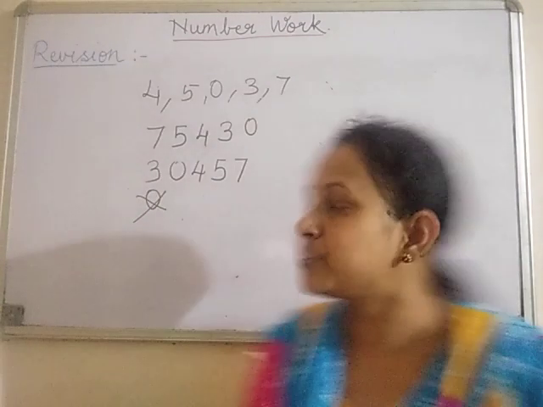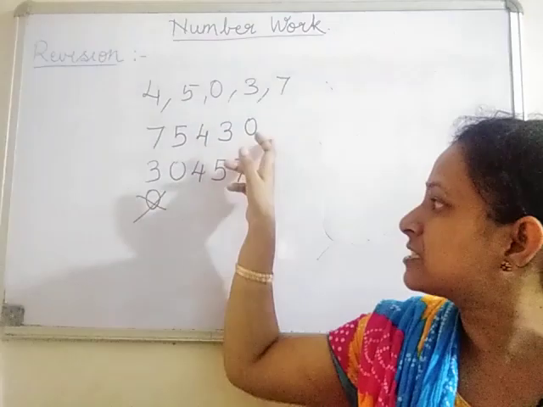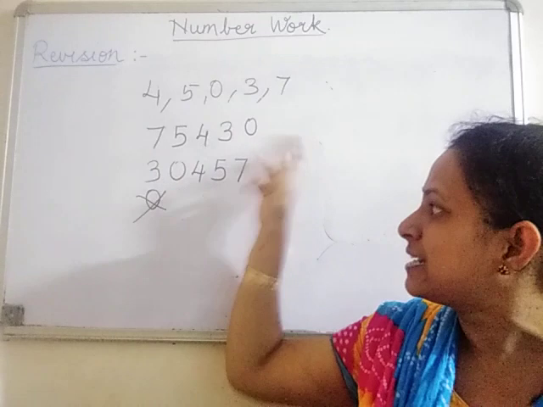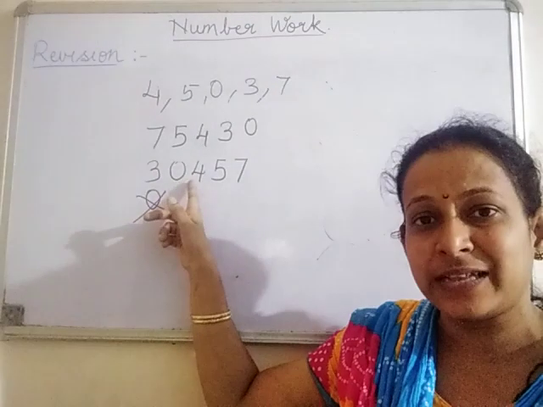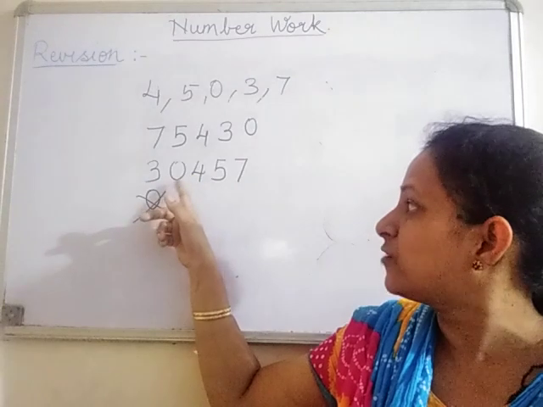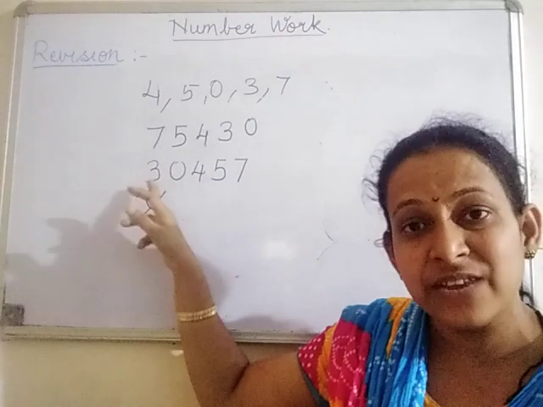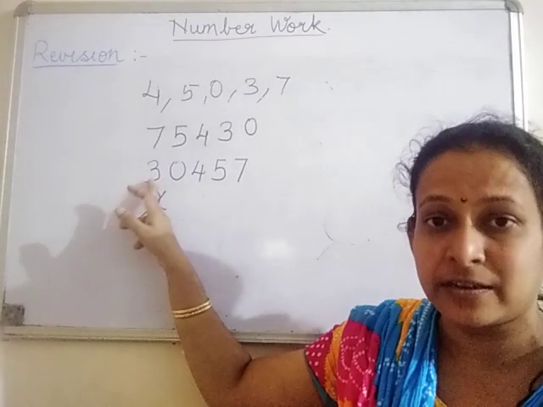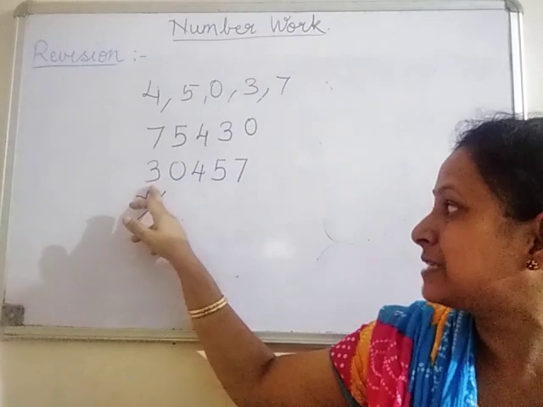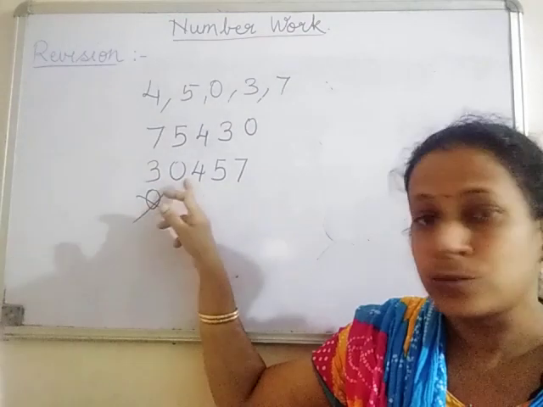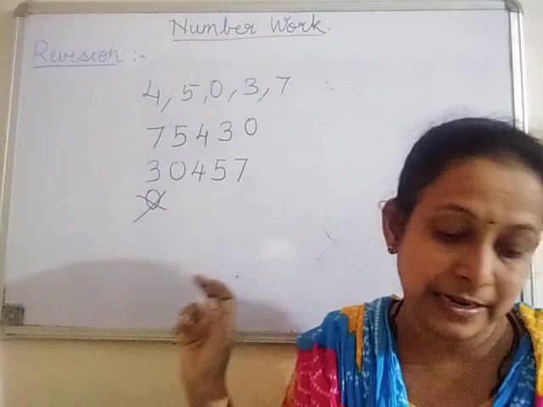From the 5 digits which are given here, we can make the biggest 5-digit number and the smallest 5-digit number. Only thing, with 0 you have to be very careful. If it was a 4-digit number, then it could have started with 0. But since it is asked 5-digit, we cannot put a 0 in front because only 5 digits are given. So we cannot put 0 in the first place. We have to start with 3 first, then 0, 4, 5, 7. Is that clear, student? Okay.